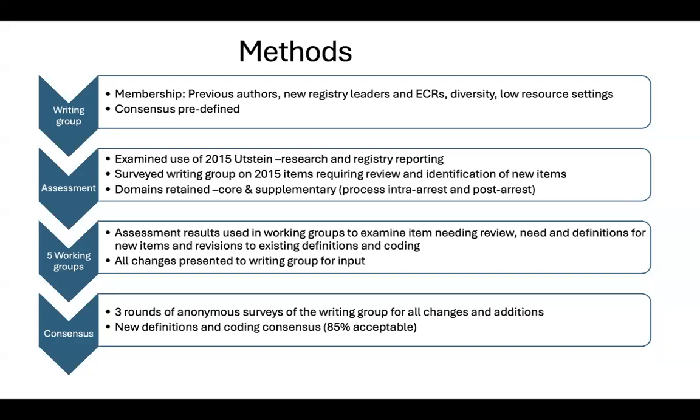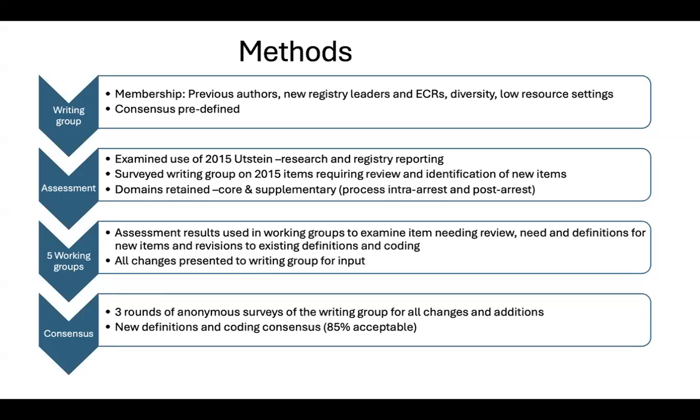We presented all of this information to the writing group and went through all of it in quite some detail. We decided to retain the 5 domains that were used in the 2015 Utstein, as well as having core and supplementary data. Some of the supplementary data is very important for research projects. And we divided the process component up into intra-arrest and post-arrest, as you'll see. We then broke up into 5 working groups, and people could join as many groups as they wanted.